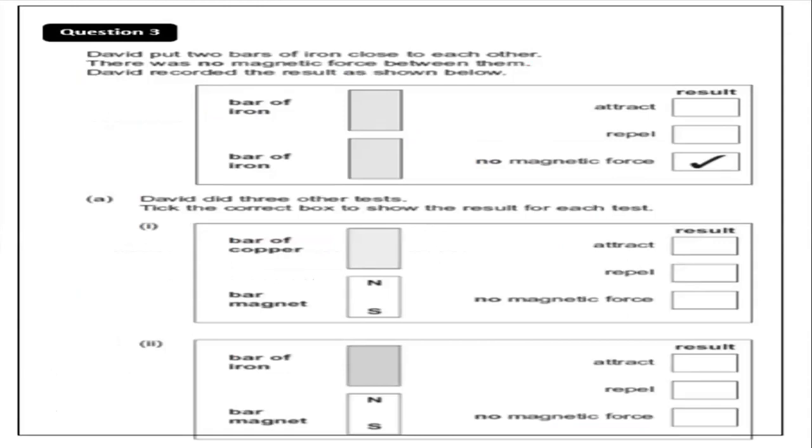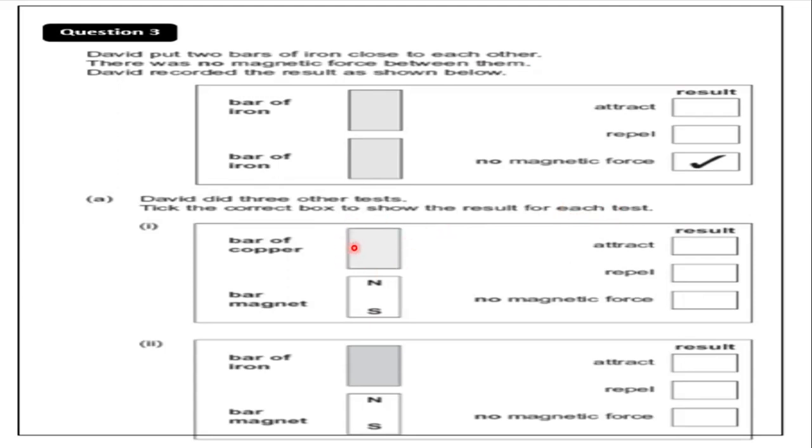Now let's start with completing your final practice worksheet. This is question number 3. David put two bars of iron close to each other. There was no magnetic force between them. David recorded the results as shown below. So two iron bars are not magnetic, and he recorded that there is no magnetic force. We're going to help David do the rest of the recordings. David did 3 other tests. Tick the correct box to show the result for each test.